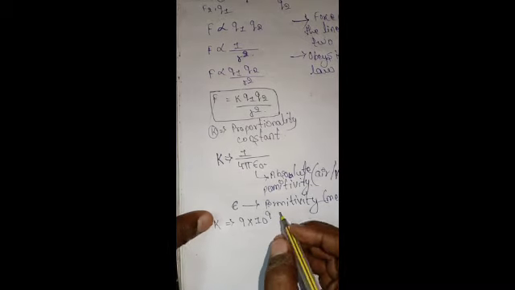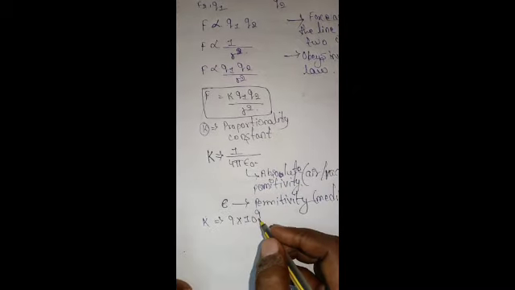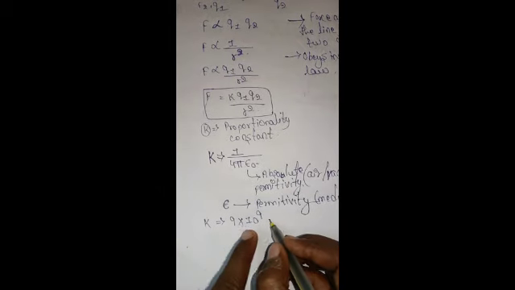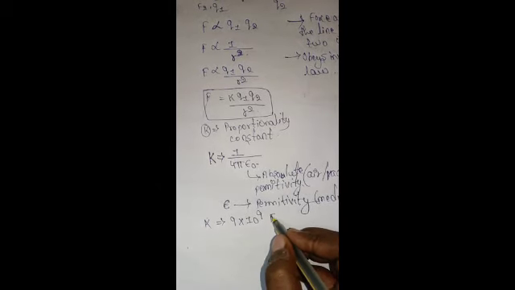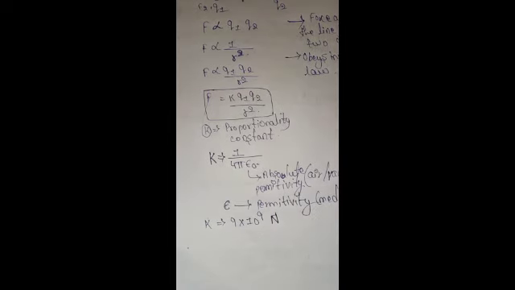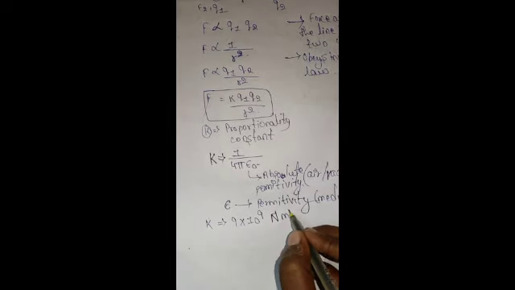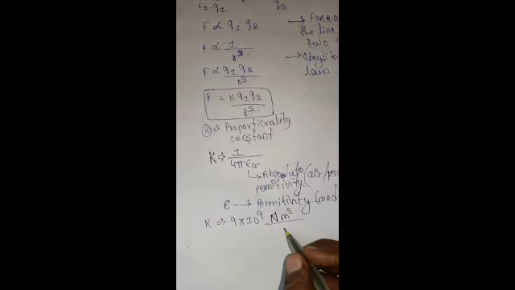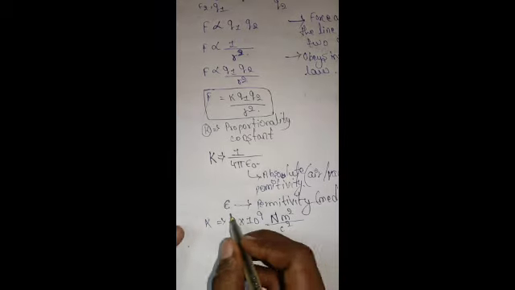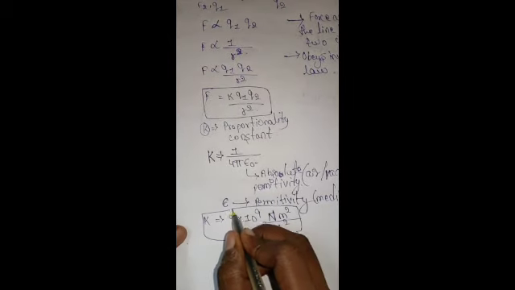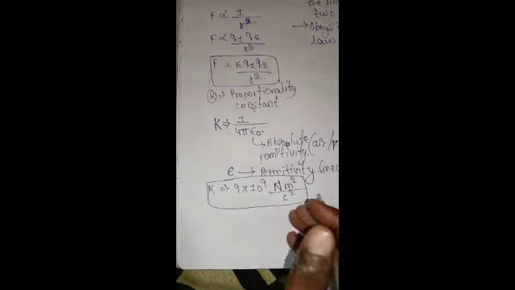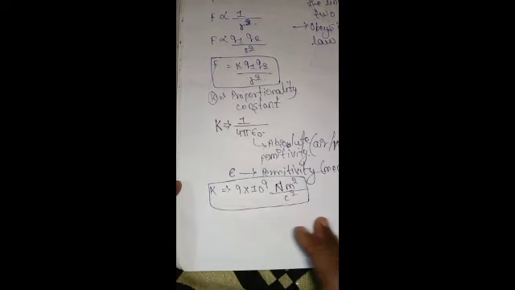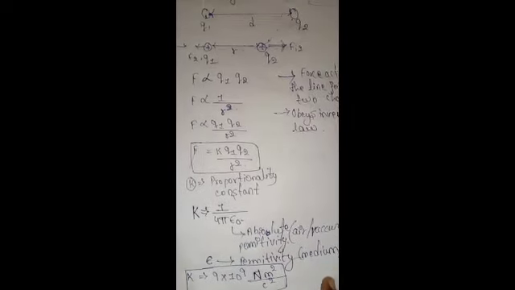If we write the unit for it, the force unit is Newton, so the unit is Newton meter square divided by Coulomb square. This is the value of k, right? So here is Coulomb's law.